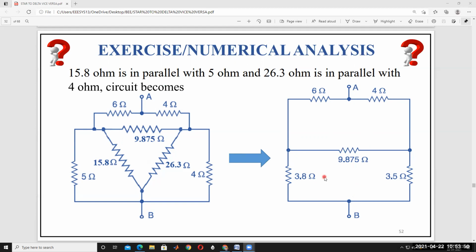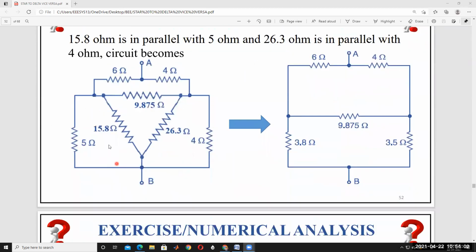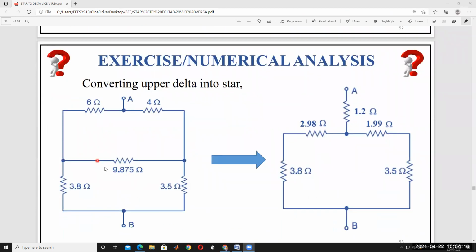Okay, first convert this 3 ohm resistor, 5 ohm resistor, 8 ohm resistor into delta. So we'll get like this. After that, these two resistors will become parallel, and these two resistors will become parallel. Simplify, and we will get 3.8 and 3.5. By simplifying these two resistors, that is nothing but the parallel combination R1 R2 by R1 plus R2, you will get 3.5, and again.